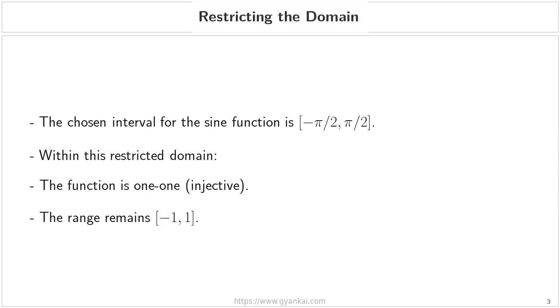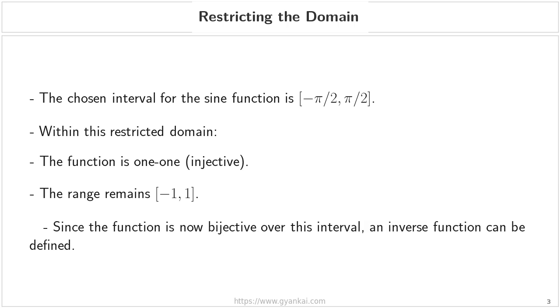Secondly, it is important to note that the range remains unchanged. The function still produces all possible values from -1 to +1. Because the function is now both one-to-one and onto, meaning it is bijective over this specific interval, we have finally satisfied the mathematical requirements to define an inverse function. This sets the stage for our next slide, where we will formally define the inverse sine function.